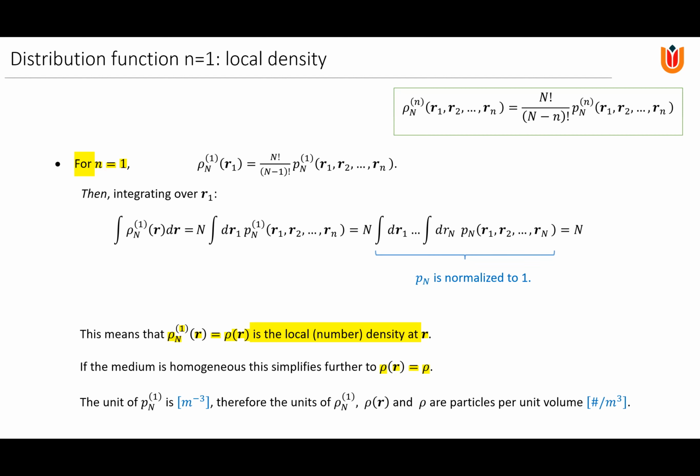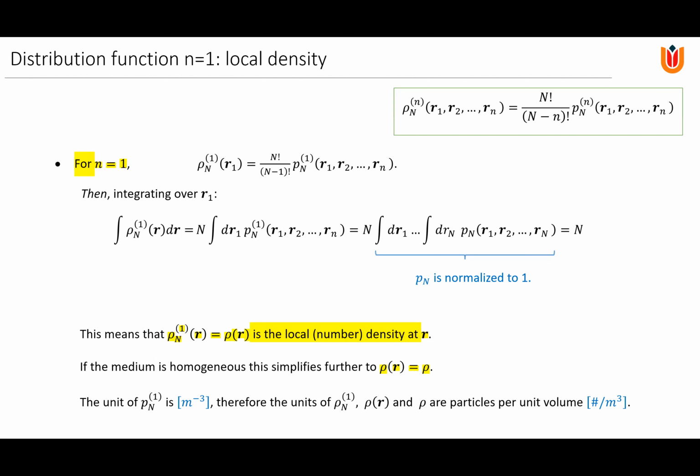So that means that rho of 1 is the local density. Integrating over position gives you the number of particles. So rho of 1 is the density. And for a homogeneous and isotropic medium, that is just constant, so there will not be a dependence on R. And here it's per unit volume.